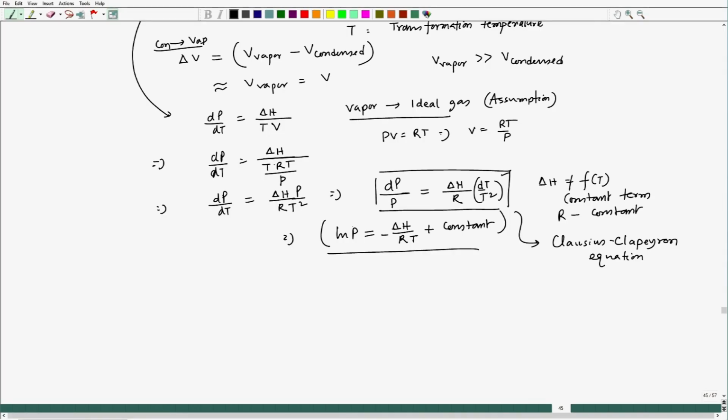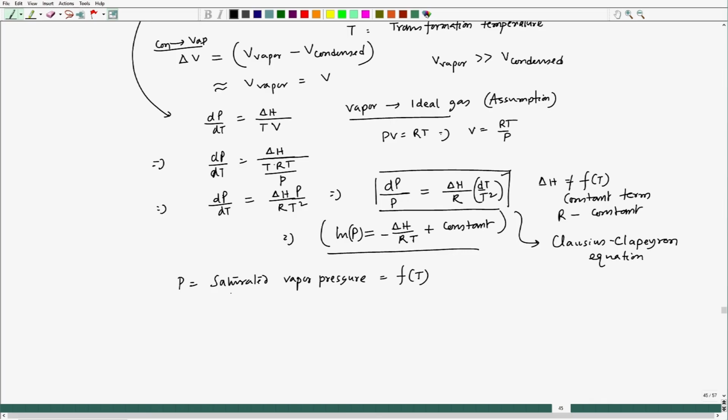Interestingly, if I analyze what P is, P is nothing but the saturated vapor pressure, and this is a function of T. That function is basically related exponentially. So if T increases, the saturation vapor pressure would also increase.